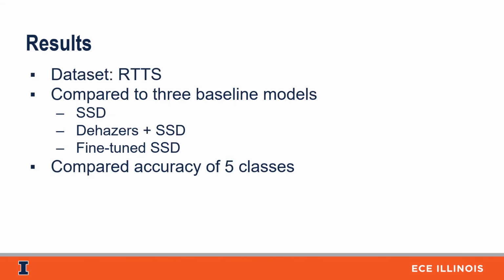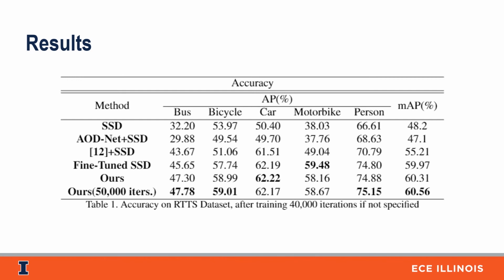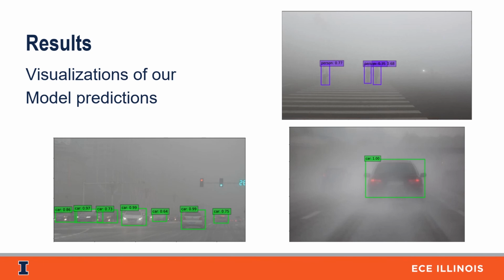We evaluated our results on RTTS, which consists of hazy images with bounding box information for 5 classes of objects. We compared the accuracy of our model with 3 kinds of baseline models: SSD, SSD with dehazers, and fine-tuned SSD. As shown in the table, our model outperforms other models in most classes, and with more iterations to train, the model can be further improved. From the metrics, we can see that our model does improve the accuracy of object detection in hazy environments.